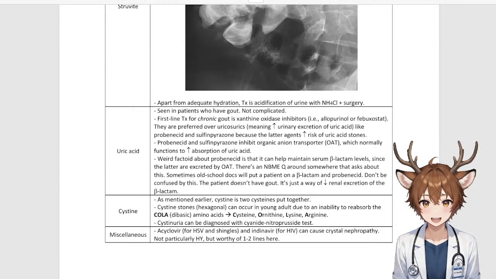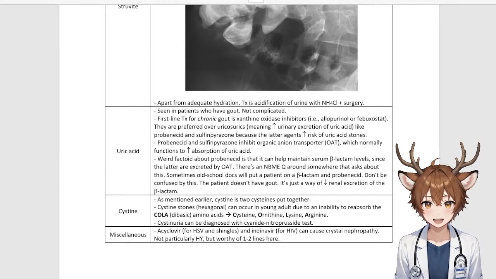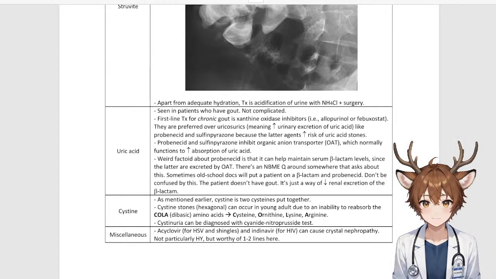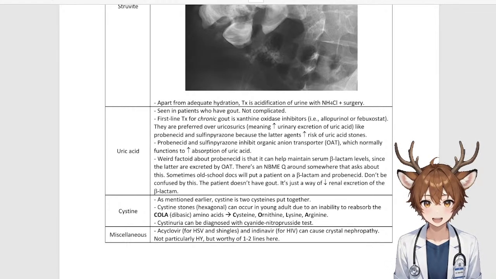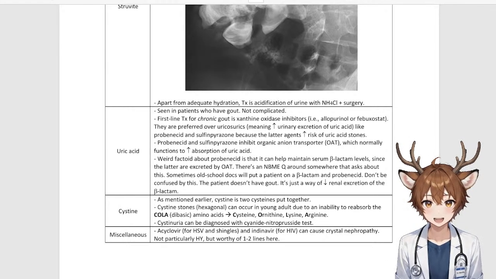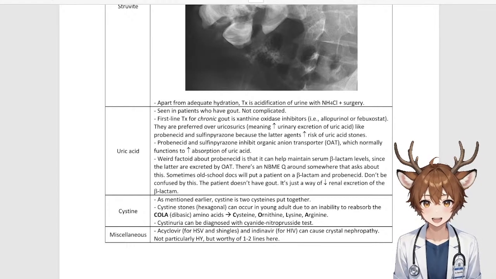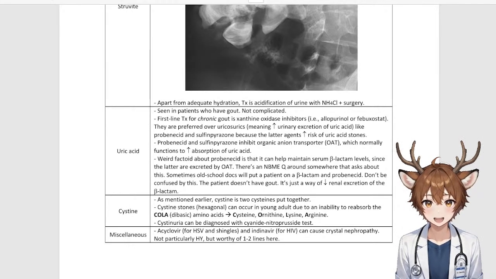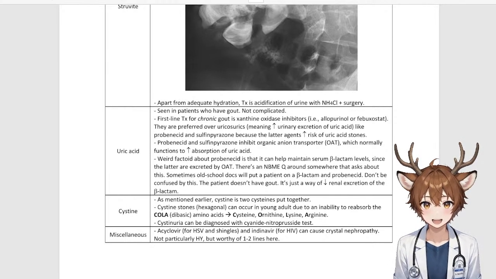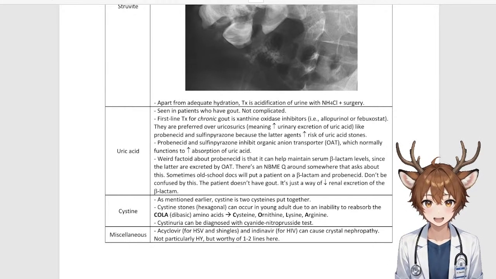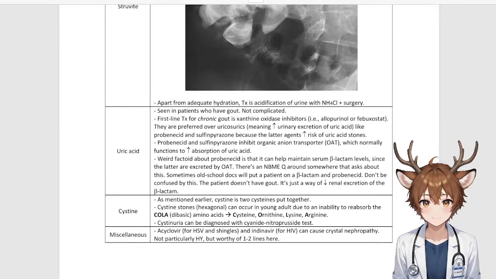Weird factoid about probenecid is that it can help maintain serum beta-lactam levels since the latter are excreted by OAT. There's an NBME question around, which is again, OAT is the organic anion transporter. So excreted by the organic anion transporter. Sometimes old school docs will put a patient on a beta-lactam and probenecid. Don't be confused by this. This patient doesn't have gout. It's just a way to decrease the renal excretion of the beta-lactam.